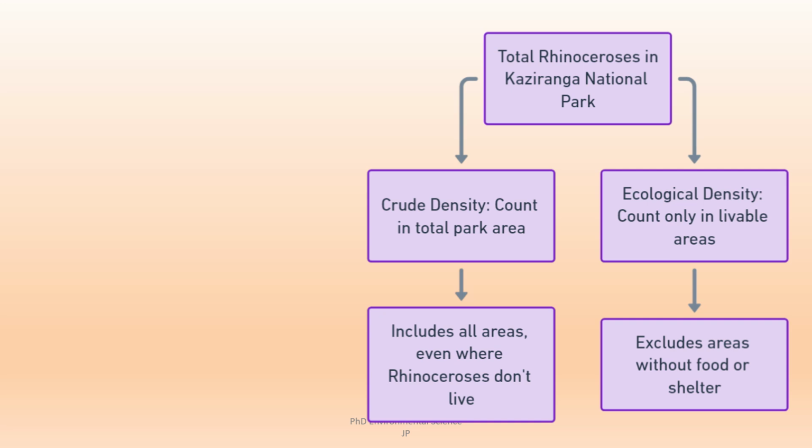So, think of crude density like counting how many rhinoceros are in the whole Kaziranga National Park. It doesn't matter if they live in every part of the park or not. We will just count all of them in the total space.